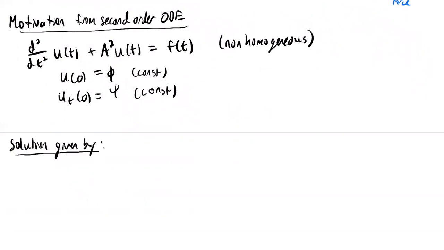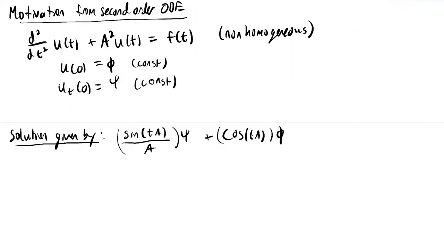Well, it's given by some combination of sines and cosines, and then you have a term according to f. And so it works out to the following. So you have the sine of t times a divided by a multiplied by c, which is the initial velocity. And then you have cosine of t times a applied to phi. And then you have an integral that's related to the function f, right?